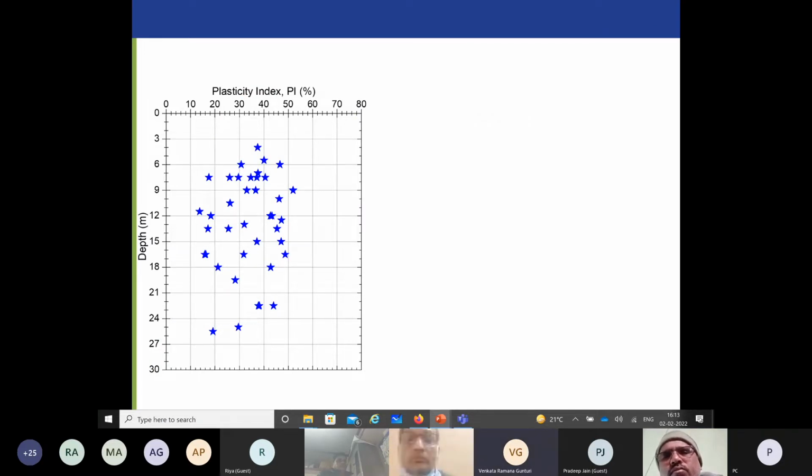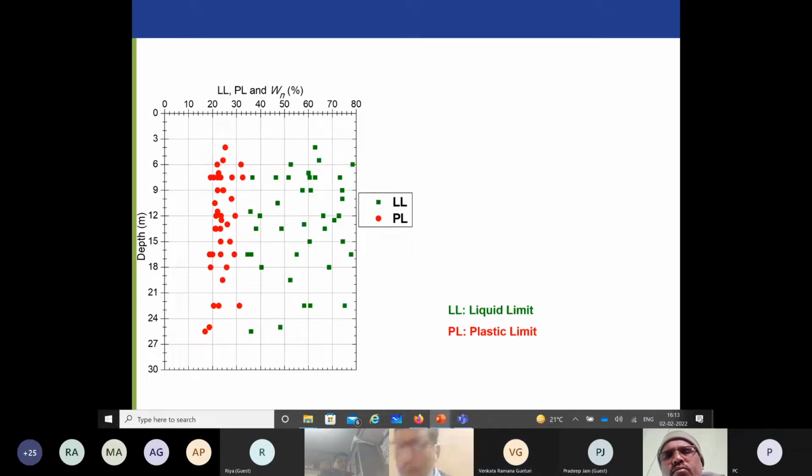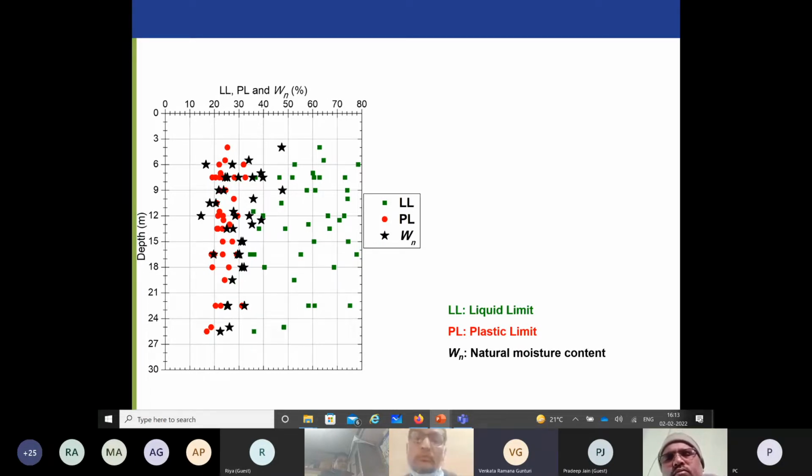Now, if you look at the plasticity index of the clay, it is coming about 30 to 40%. This is the plasticity index of the clay. And the liquid limit is almost about 60 to 70, as high as 80. And the plastic limit is about 20. And you can see here that the natural moisture content of the soil is around the plastic limit. It is not less than the plastic limit. It also indicates that the soil is normally consolidated.